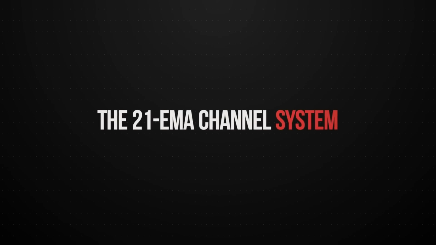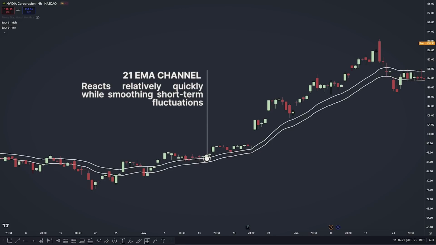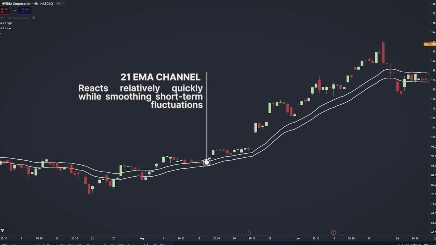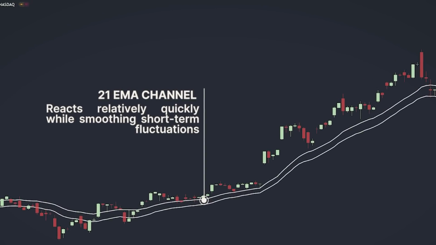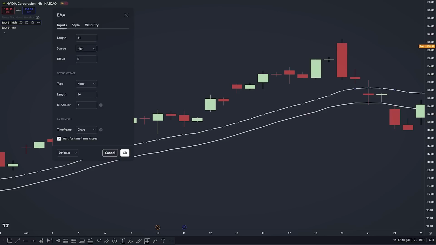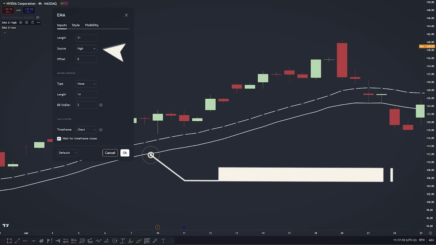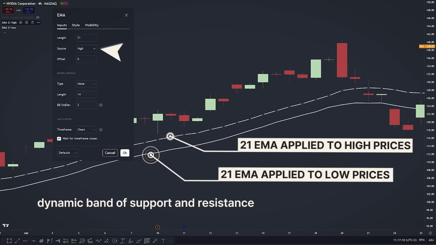Another swing trading strategy involves monitoring a channel formed by the 21-period exponential moving average. The 21 EMA is a favorite among swing traders looking at daily charts. It reacts relatively quickly while smoothing short-term fluctuations. In this setup, you create a channel around the 21 EMA. That can involve plotting an EMA of the highs and an EMA of the lows. So you get two lines that frame price. This acts like a dynamic band of support and resistance.